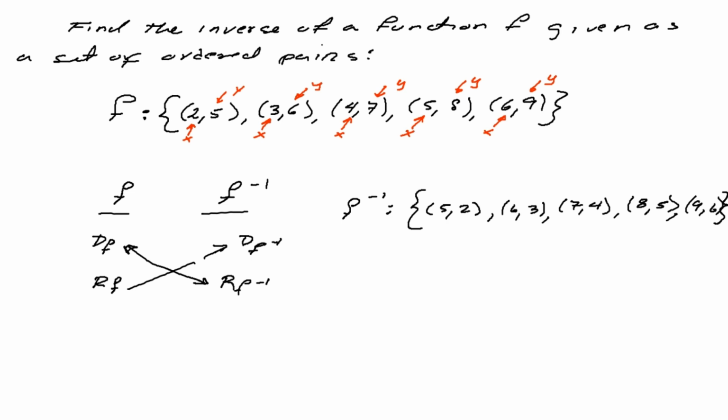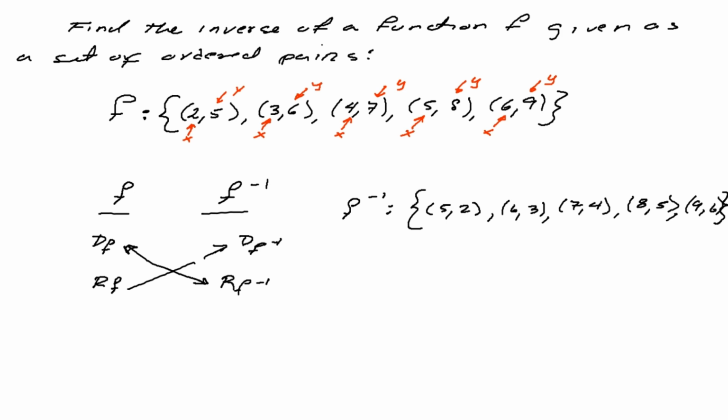And here we have the inverse function. So we have basically just rewritten the ordered pairs, where what was the domain of the function f, 2, 3, 4, 5, and 6, becomes the range of the inverse function. What was the range of the function f, 5, 6, 7, 8, 9, becomes the domain of the inverse function.